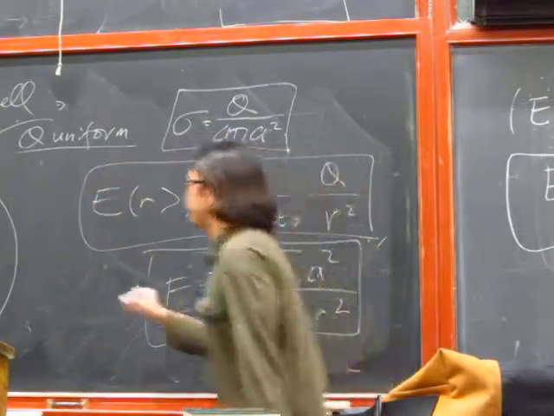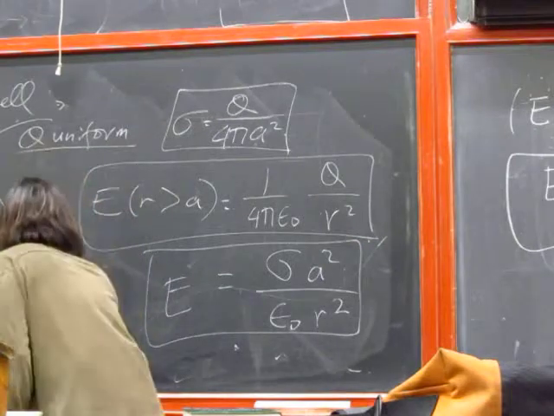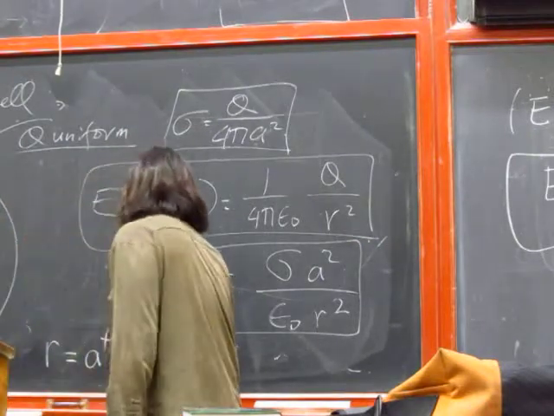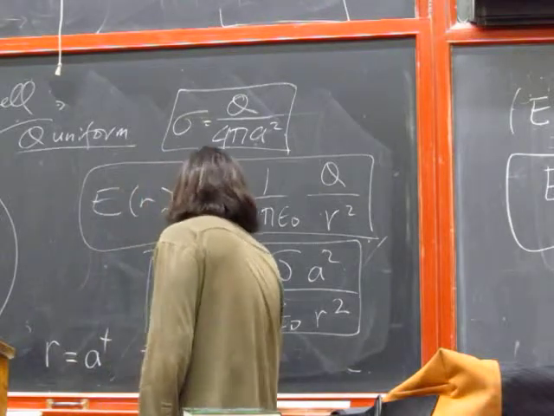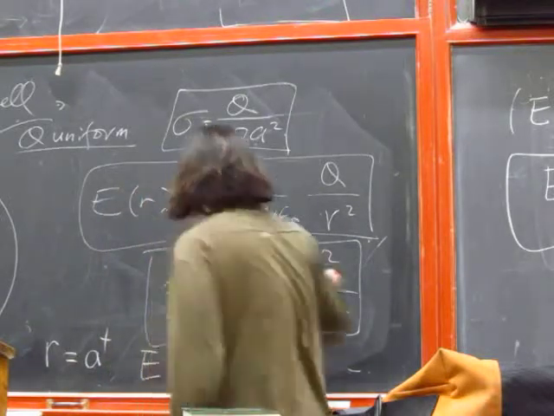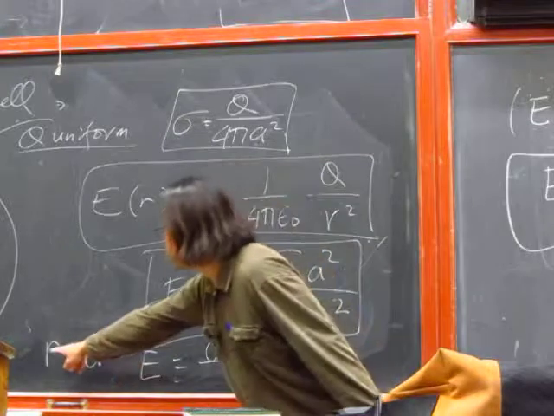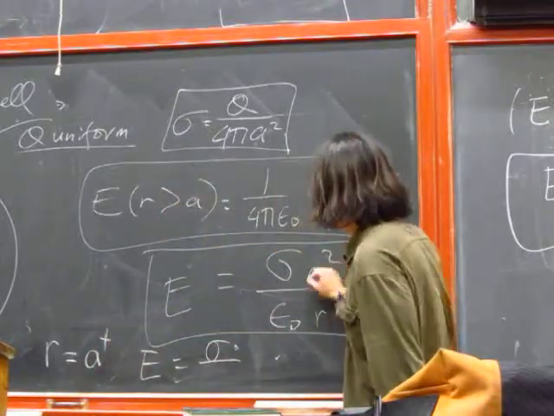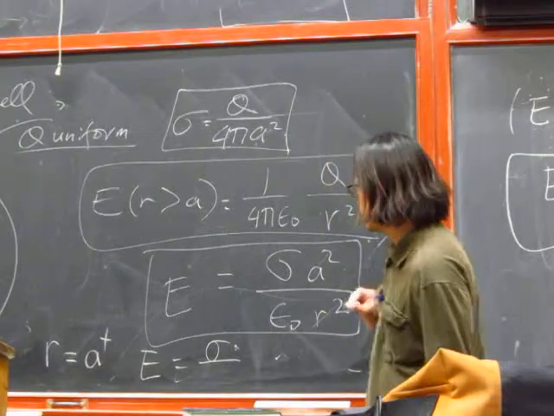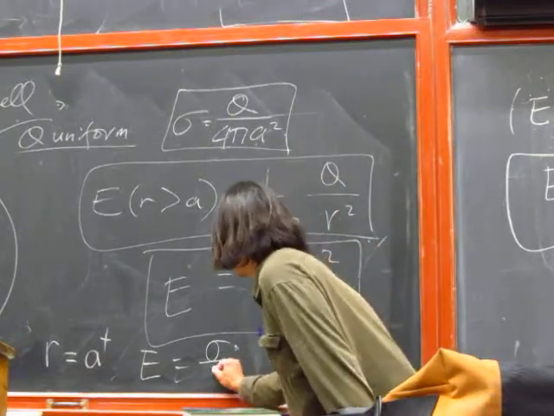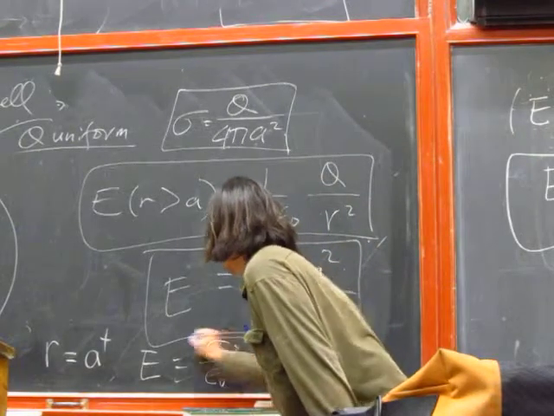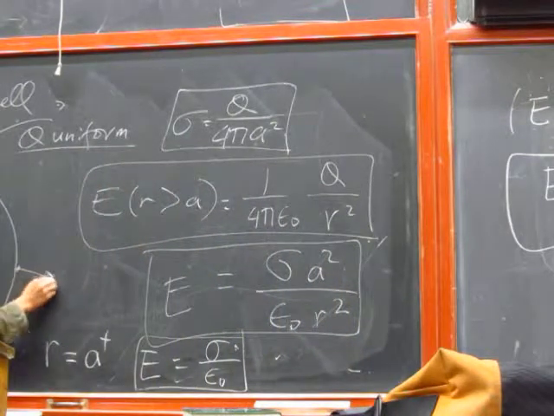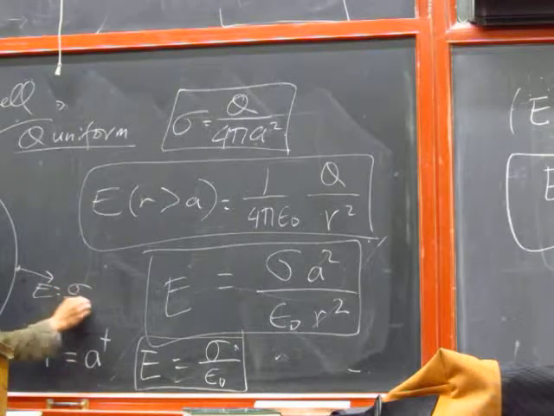So the electric field at R equal to A plus, at a radius exactly equal to A, slightly larger, the A squared cancels the R squared here, and then you have sigma over epsilon naught. So at the surface, E is equal to sigma over epsilon naught.